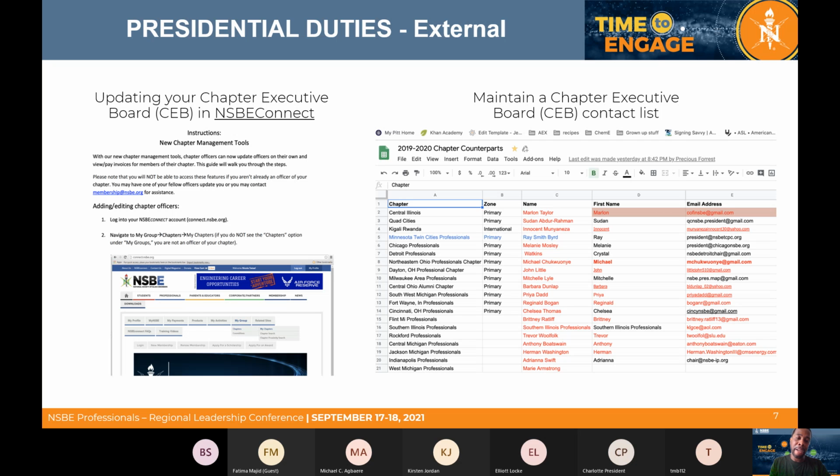The image on the right is just an example of what we use on the Region 4 Professionals Board. We maintain a list of all the chapter leaders in our region. You could do something similar within your chapter so everybody knows who to contact and how to contact them.